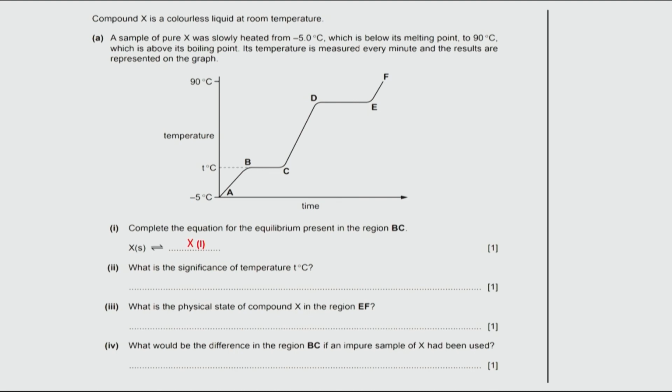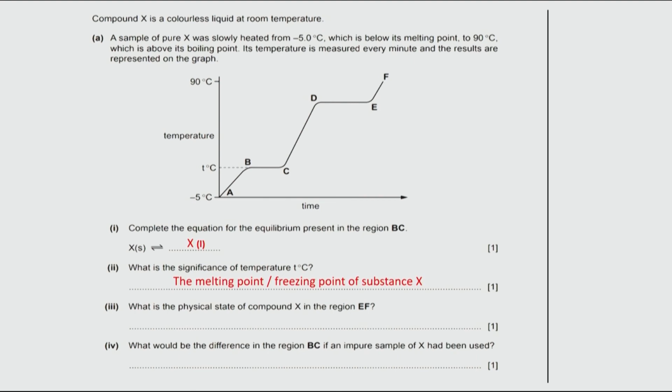Okay, part 2. What is the significance of temperature T? Temperature T is simply the melting point. However, let us remind ourselves that the melting point and the freezing point are the same for a substance. So the answer can either be the melting point or the freezing point.